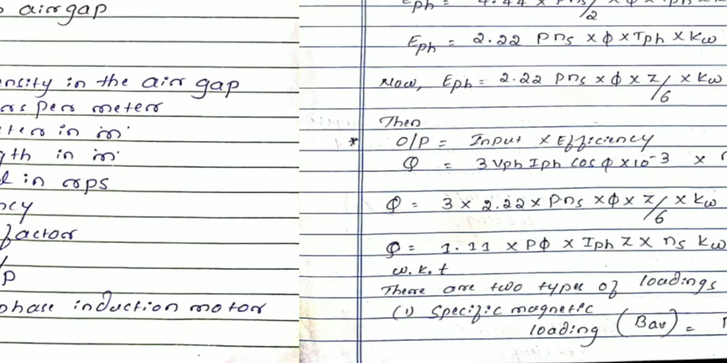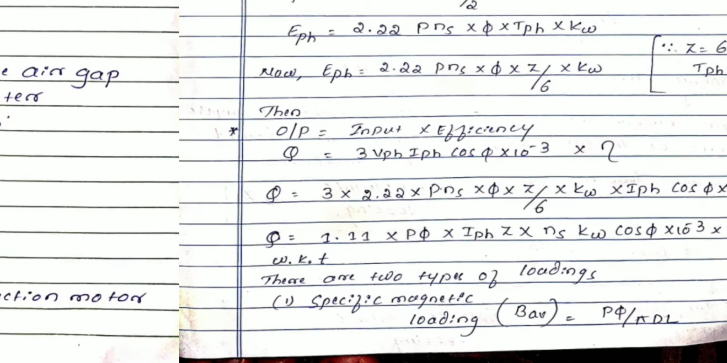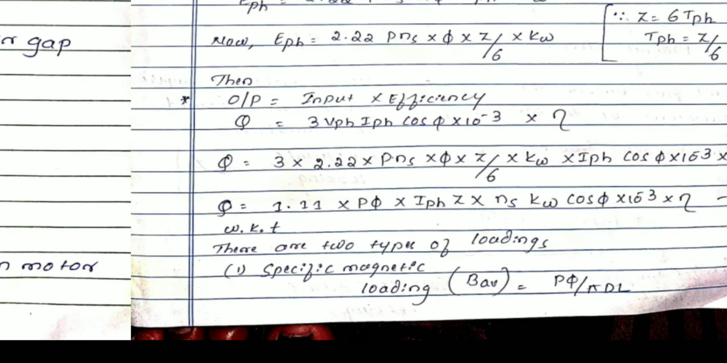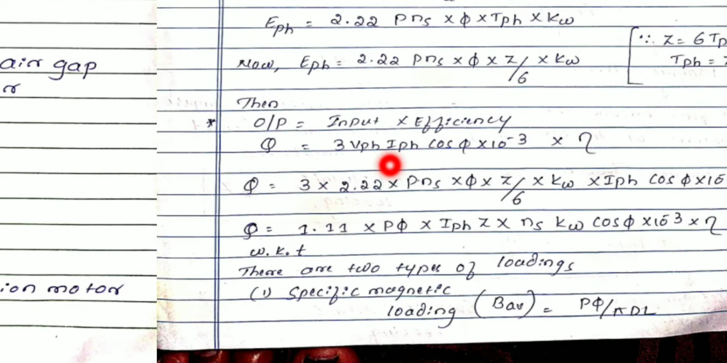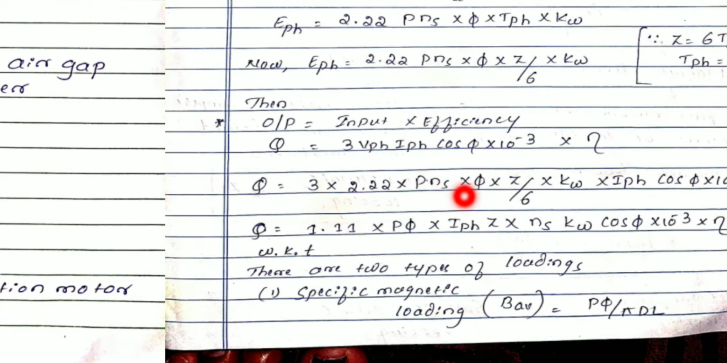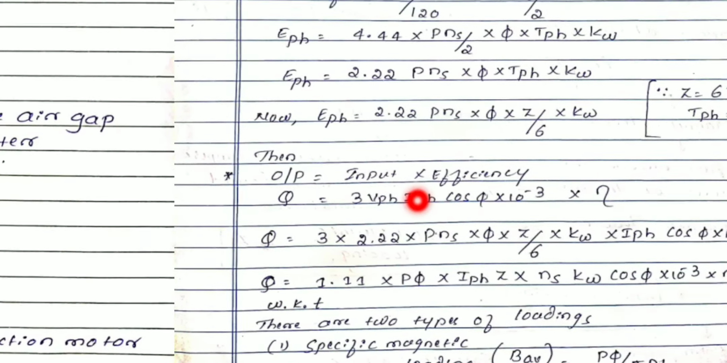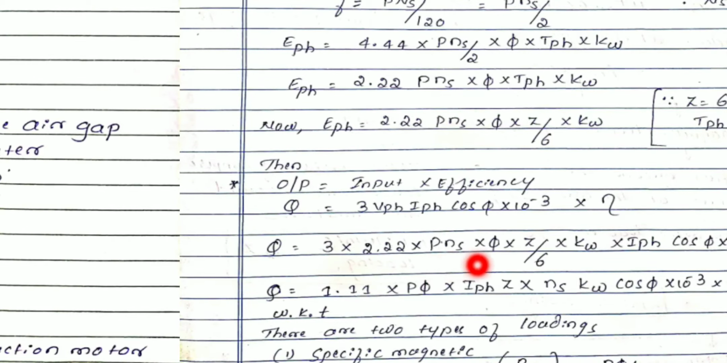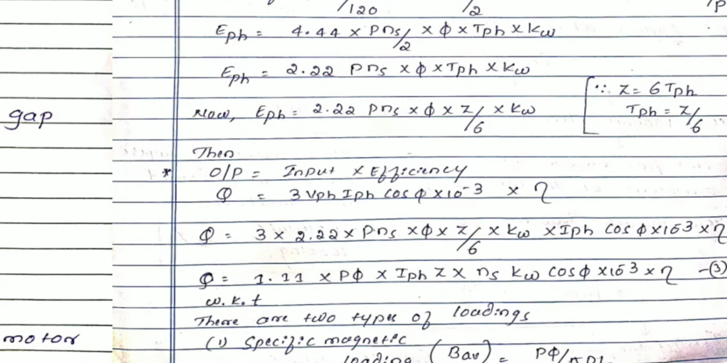Instead of this P/Ns, I did a random arrangement here. This P into pi I had taken on one side, and Iz into Z I had taken on one side here. Then the remaining things will be as it is: NS into KW into cos phi into 10 raised to minus 3 into efficiency.